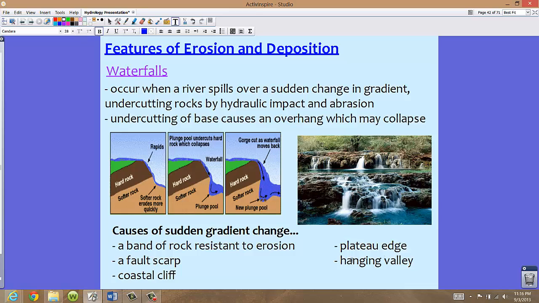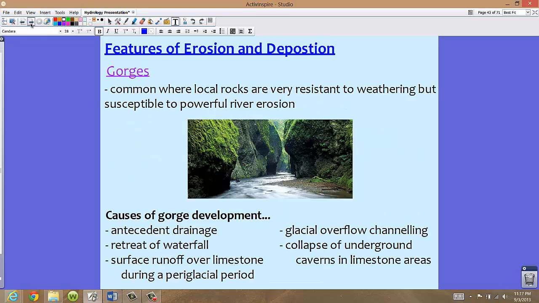Maybe we have a plateau edge, or maybe again a hanging valley, and that's also due to faults where we have movement of the land either one way or another. So waterfalls are the first feature of erosion and deposition. We'll talk more about this, of course, in class.